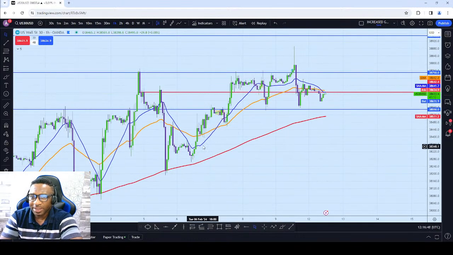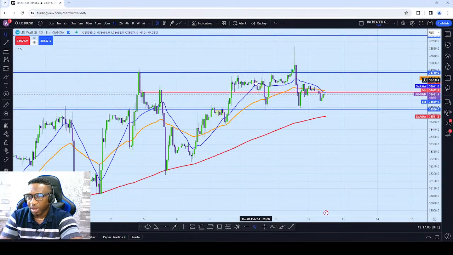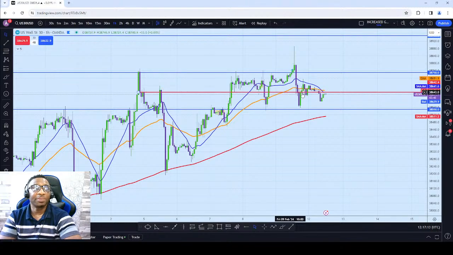So as we can see, this is the 1 hour time frame. Price is above the 200 simple moving average and above the 20 moving average, but currently it dropped below the 20 moving average and the 50 EMA.